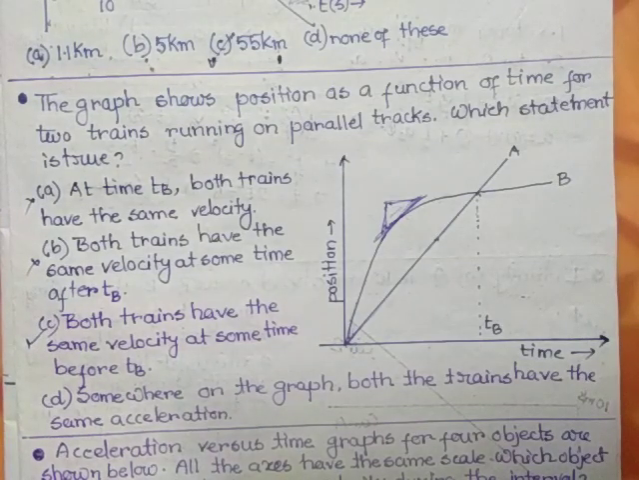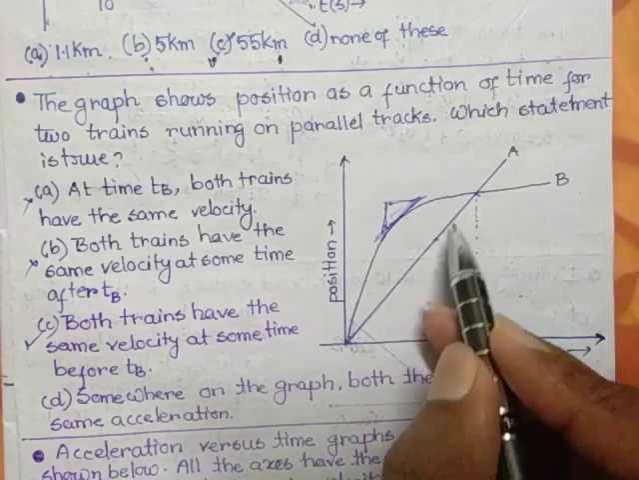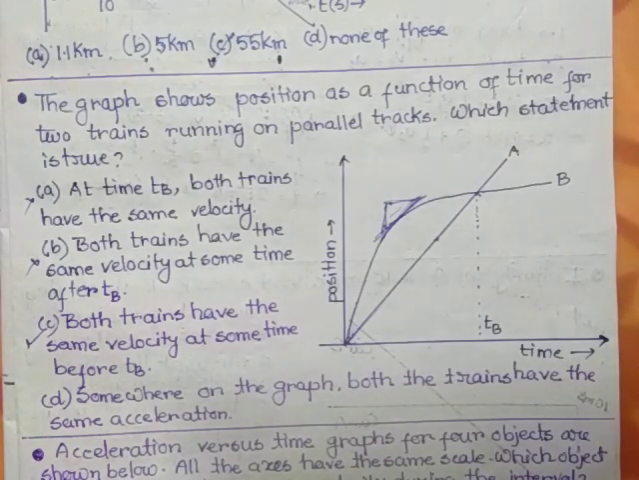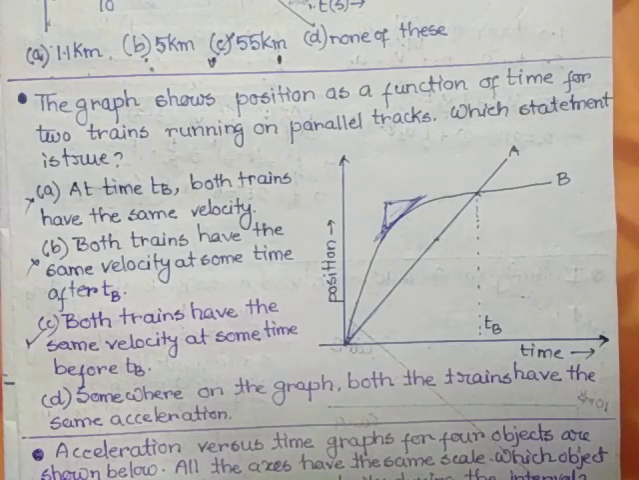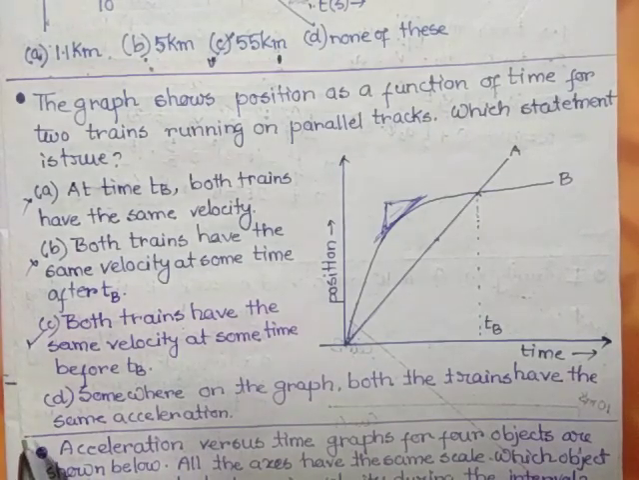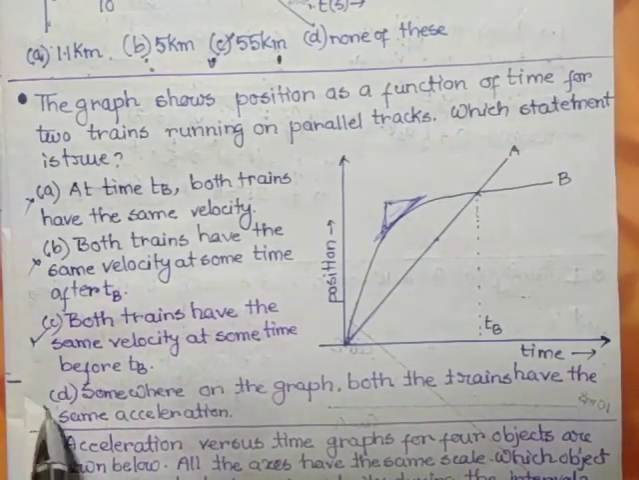Somewhere on the graph both the trains have the same acceleration. The velocity of A is not changing, the velocity is constant, so there is no acceleration for A. Acceleration is 0. But for B, the train completely ceases its motion. So somewhere in the graph both the trains have the same acceleration, and that value is 0 here.